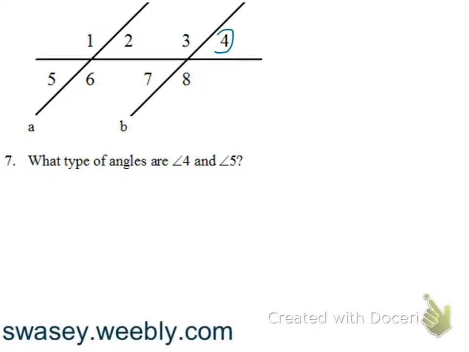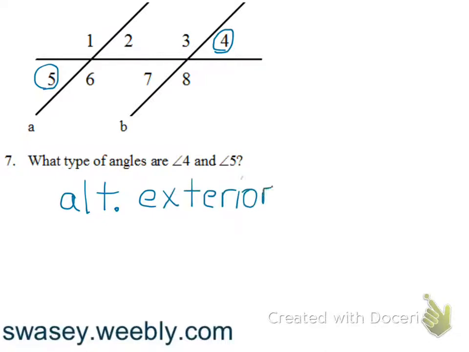4 and 5, we've got two lines cut by transversals, so 4 and 5 are alternate exterior angles. They're on alternating sides of the transversal, and they're on the exterior of the two lines.